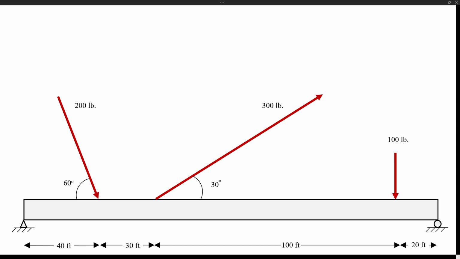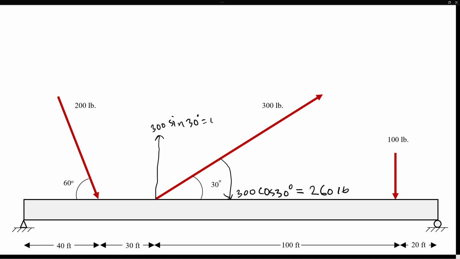If you resolve this 300 in the x direction, that's going to be 300 cosine 30 degrees, so that is 260 pounds I found. And then we're going to resolve that along the y direction, 300 sine 30 degrees. That is 150 pounds.